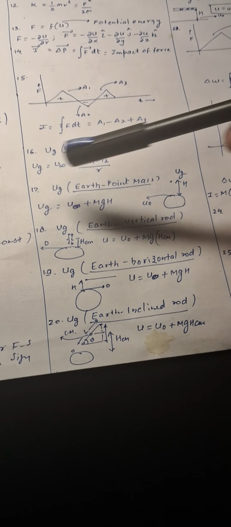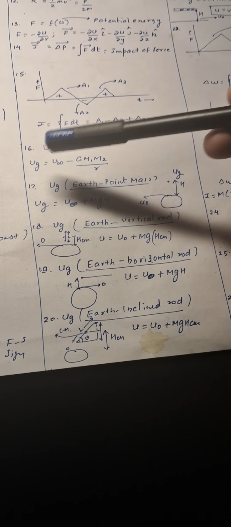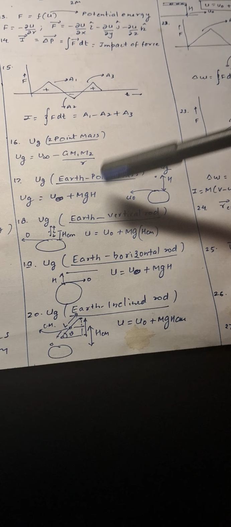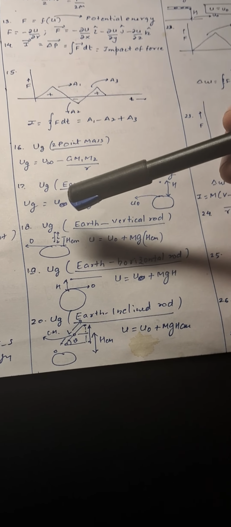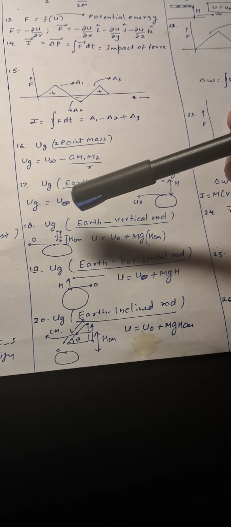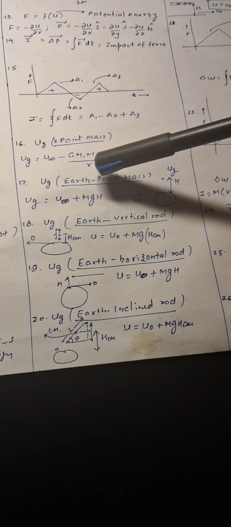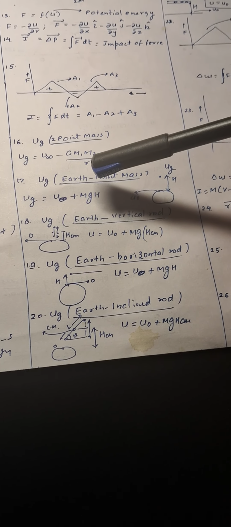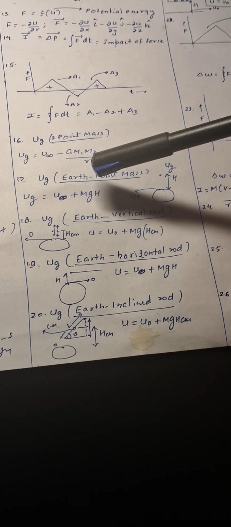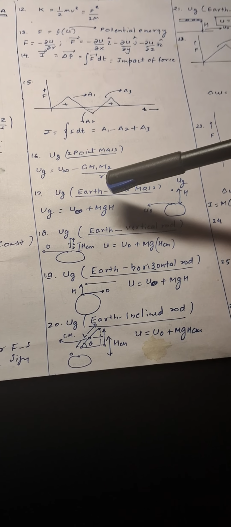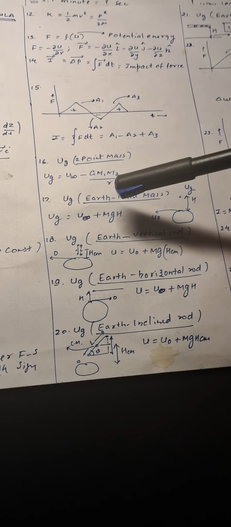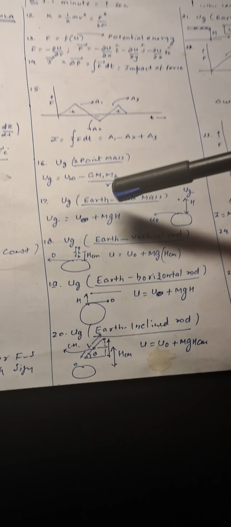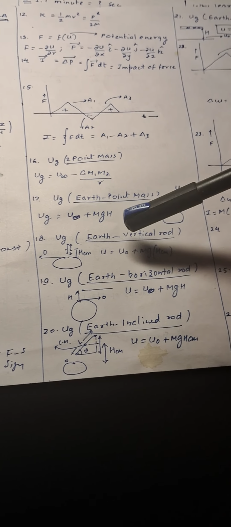Next are certain expressions of the potential energy. The first is two point masses. The expression is Ug equals U infinity minus G m1 m2 by r, where U infinity is the potential energy of the two masses at infinity. It's always taken as a reference. You must know that potential energy is dependent on a reference. There is no concept of absolute potential energy. We can discuss only the change in potential energy, which appears as the work done by the force for which we are defining the potential energy. So that is the general expression for potential energy.